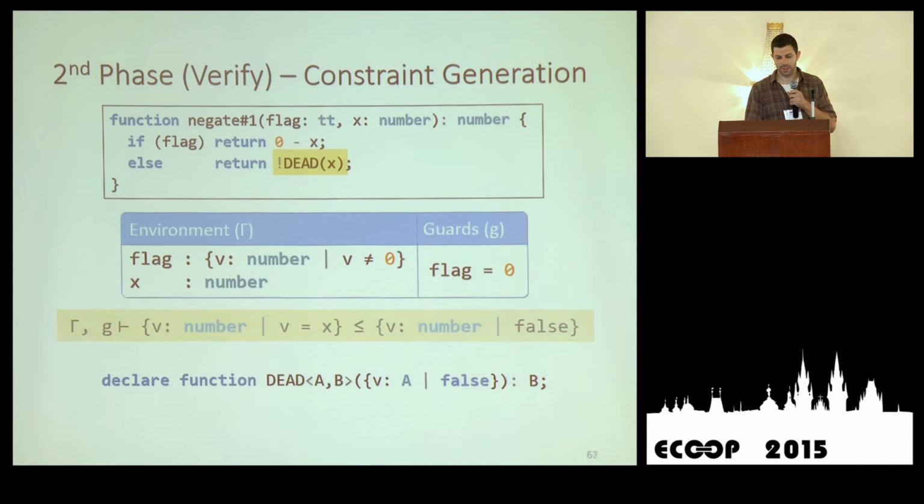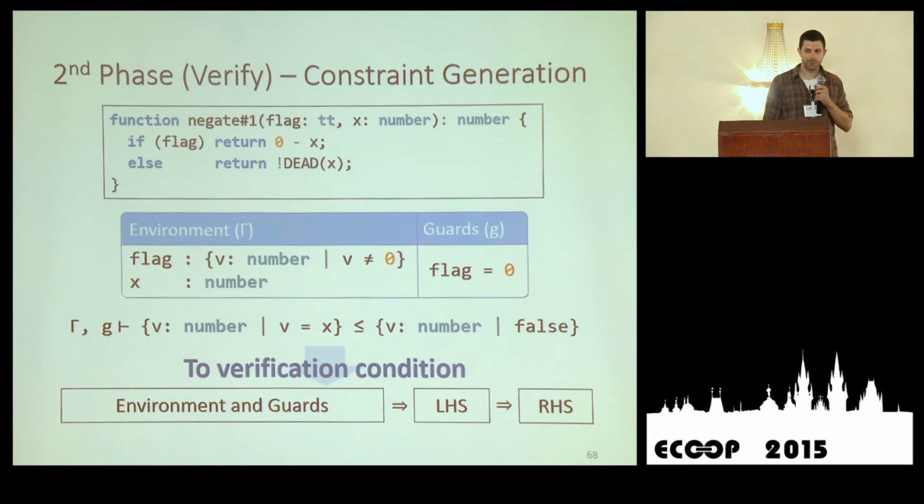So we'll have to add a subtyping constraint between the type of the argument that we pass to the deadcast and the type of the argument that deadcast expects. And so in this case, X has type number such that V equals X. And the right-hand side is just false in this case.